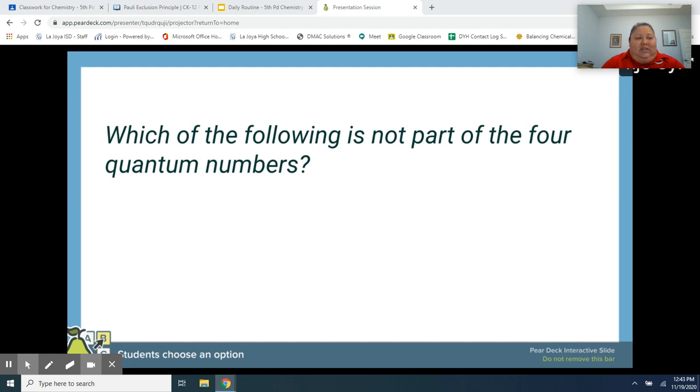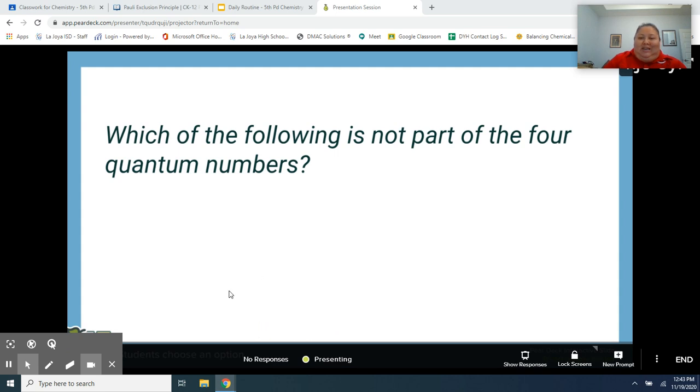B, is it the angular momentum? C, is it the magnitude quantum number? D, is it the spin quantum number? A, B, C, or D, guys? What do you think? Which one is not part of the four that we just talked about?